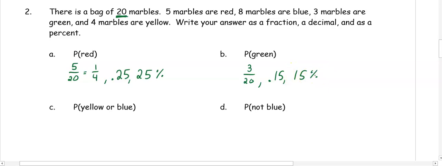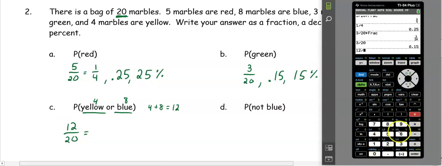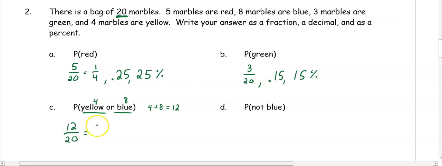In C, we want to know yellow or blue. So there are 4 yellow and there are 8 blue. So we want to add those together. 4 plus 8 gets us 12. So we have a chance of 12 out of 20 to be one of those 2 colors we want. 12 divided by 20, math, enter, enter, reduces to 3/5.